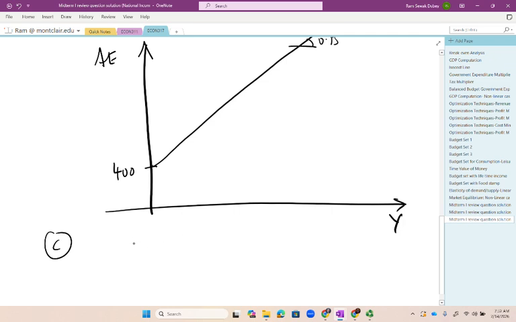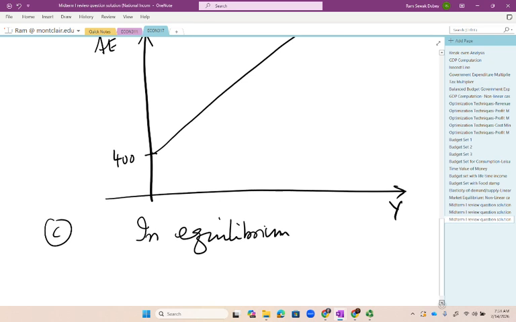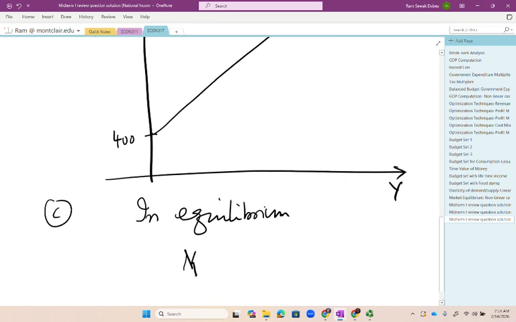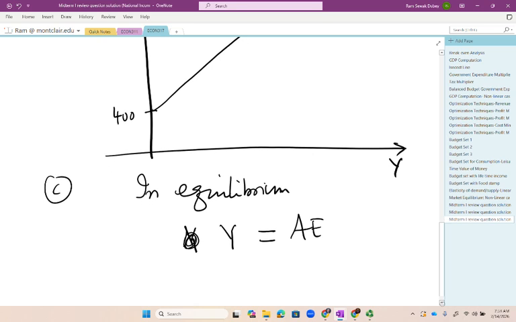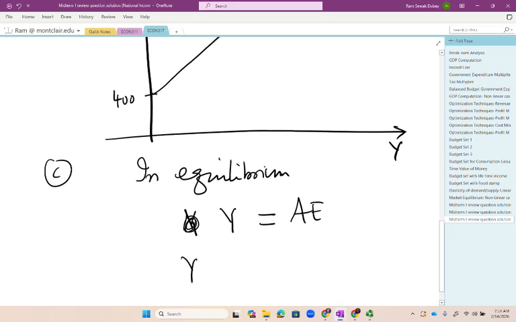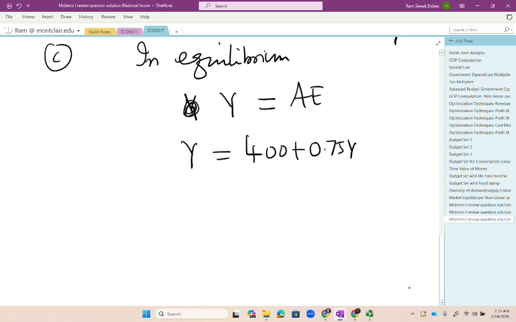So analytically, we will use algebraic expressions to find out this value. So in equilibrium, it must be the case that the national income y, I will write it again, y is equal to the aggregate expenditure. I have the expression for aggregate expenditure already determined, which is 400 plus 0.75y. So this is one equation in one unknown we can solve.